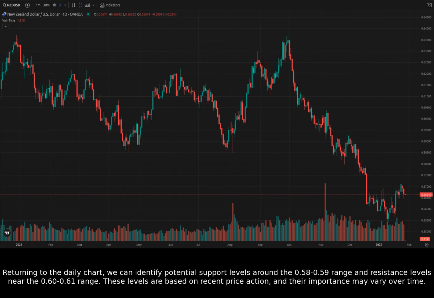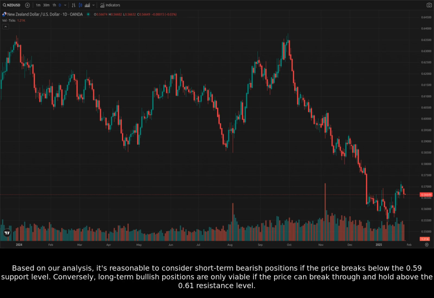Returning to the daily chart, we can identify potential support levels around the 0.58 to 0.59 range and resistance levels near the 0.60 to 0.61 range. These levels are based on recent price action, and their importance may vary over time.